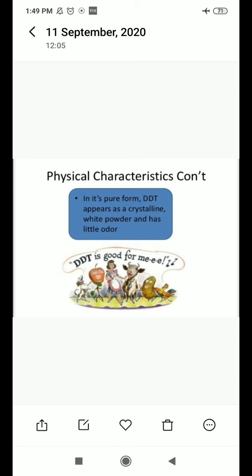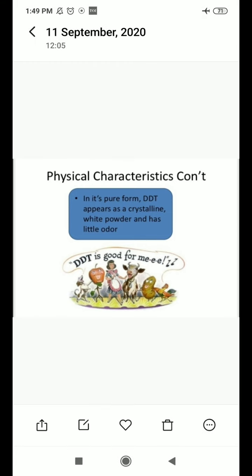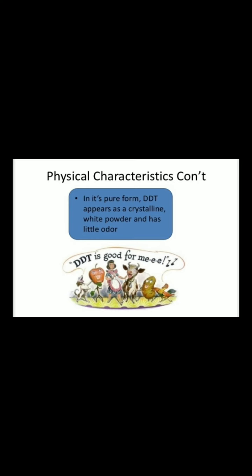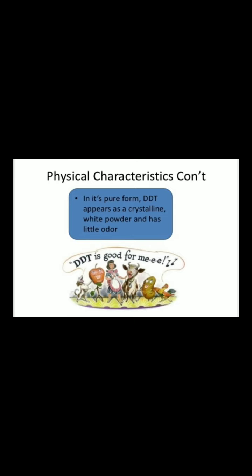In its pure form, DDT appears as a crystalline white powder and has little odor. If DDT is in pure form, what is the nature of this compound? It is in crystalline form. Do you know crystalline and amorphous very well? Mostly, the crystalline form of any compound or powder is more easily soluble compared to the amorphous form. I think you must know this.